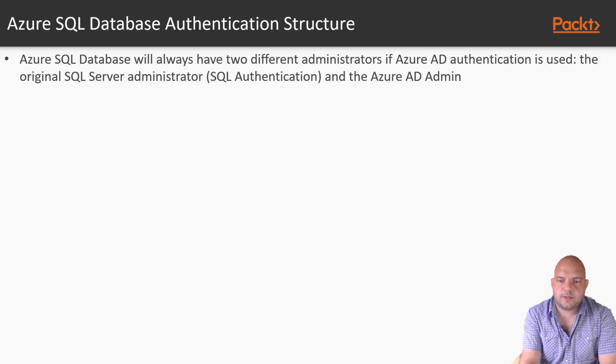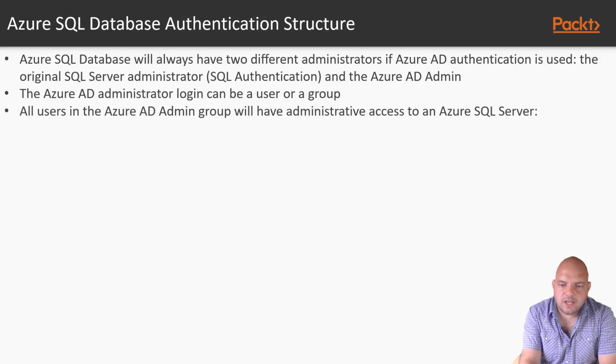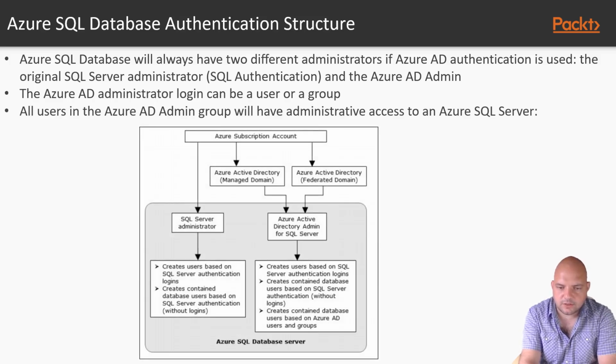Azure SQL database will always have 2 different administrators if Azure AD Authentication is used. The original SQL Server administrator, SQL Authentication, and the Azure AD admin. The Azure AD administrator login can be a user or a group. All users in the Azure AD admin group will have admin access to Azure SQL Server, as is depicted on the diagram here. The Azure administrator can either be a single user or a group. A user and a group administrator can't coexist.